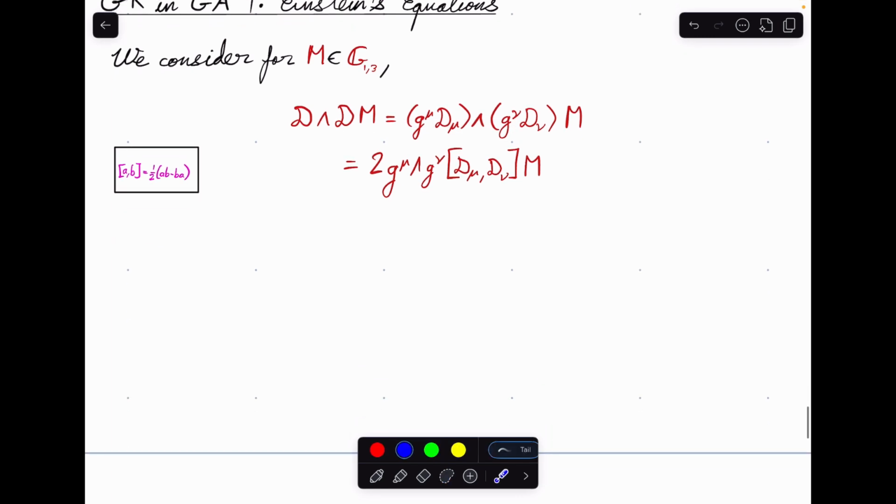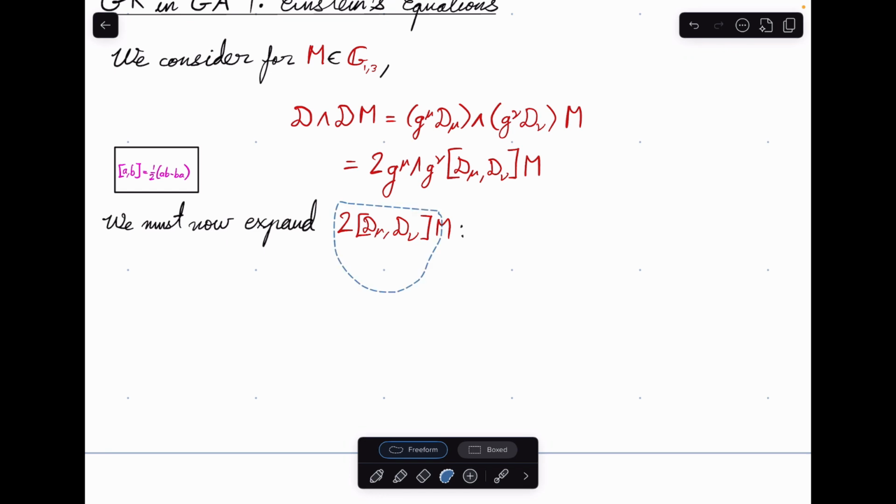So how are we going to continue with this? We actually have to first expand this. We must now expand 2 times the commutator of the covariant derivatives acting on some multivector M.